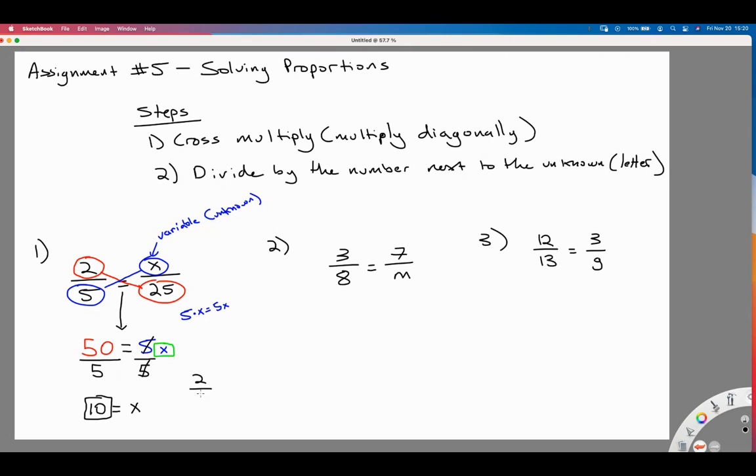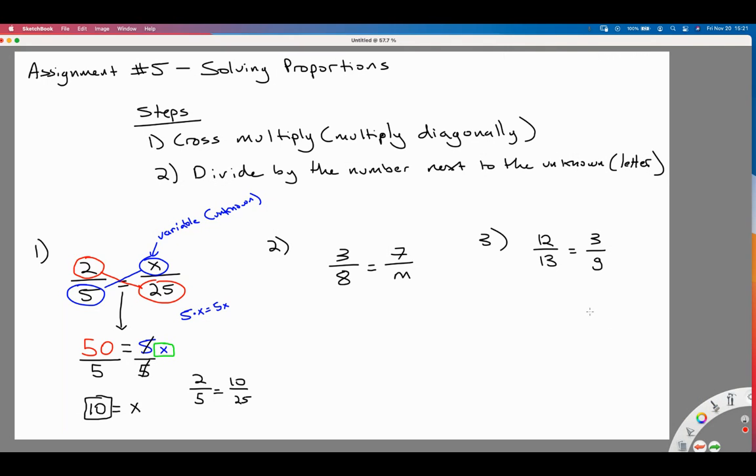And if we just rewrite that, the ratio of 2 to 5 equals 10 to 25, we know that our missing value was 10 here. All right, and that's all we're doing for these types of problems, right? 2 steps: we cross multiply, and then we divide by the number that's next to the x, or the missing value itself. Right?